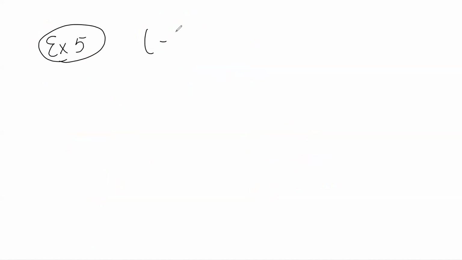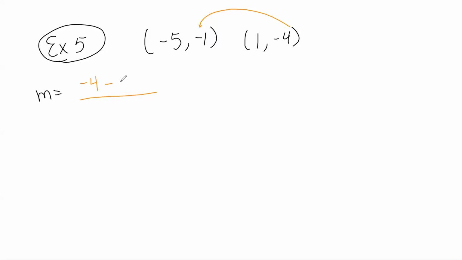Our 2 points are -5, -1, and 1, -4. So find the slope. Second y minus first, be careful here. -4, subtract -1. Second x minus first. So that's 1 minus -5. Both of these are going to turn to big plus. So that's -3 over 6. You can divide by 3, and that reduces to -1/2.